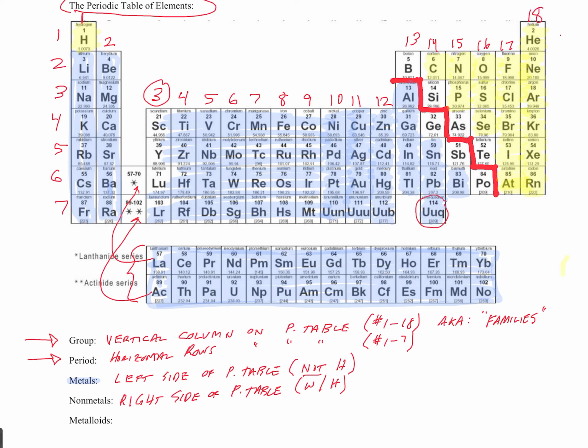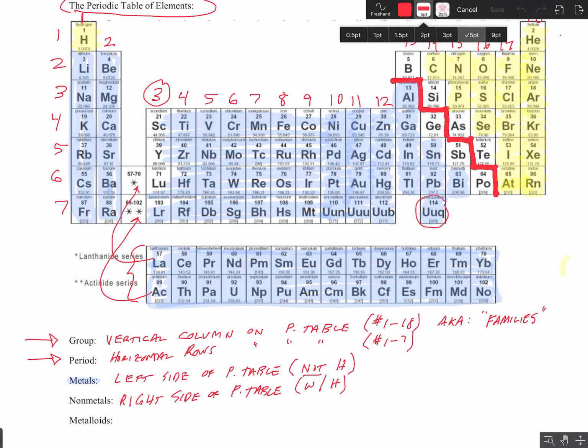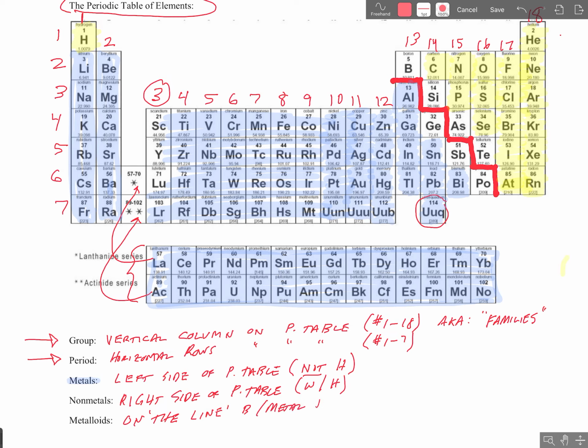Okay, and finally, let's go to our metalloids. Let's go back to our red pen real quick, and we'll define what a metalloid is. And we're going to put that the metalloids are on the line. And you guys know what the line is now, don't you? On the line, between metals and the nonmetals. Not aluminum or astatine. So let's just go ahead and list all of these metalloids.